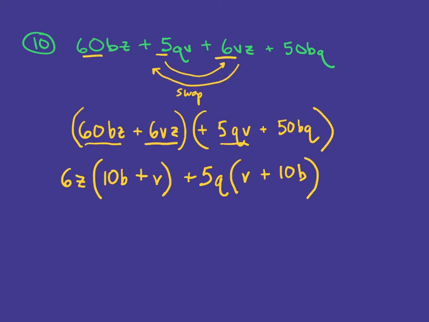And like the last one, the idea here is that this parentheses and this parentheses are identical. And I know they look like they're not identical, but 10b plus v and v plus 10b are the same thing. So you can take them out, 10b plus v. Take out that common factor, and then we're just going to multiply it by the things that were outside: 6z plus 5q.